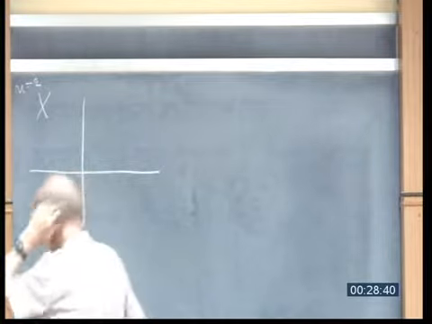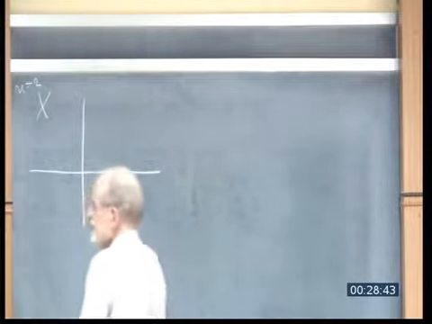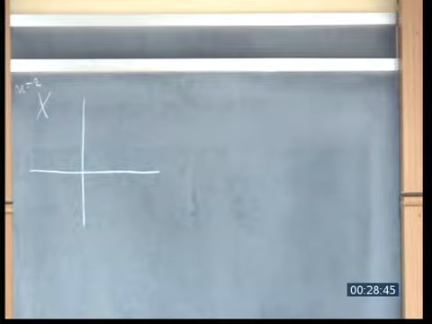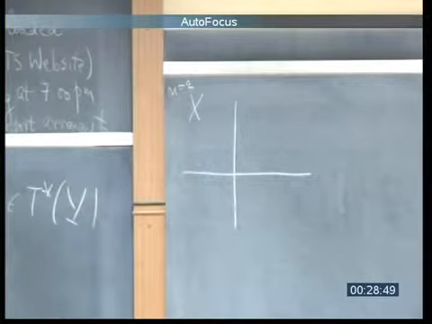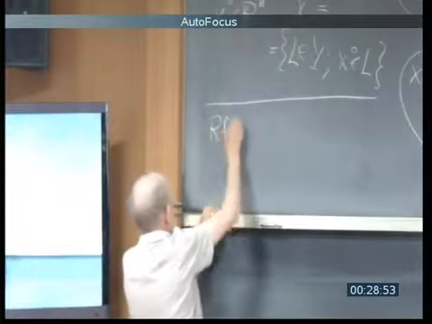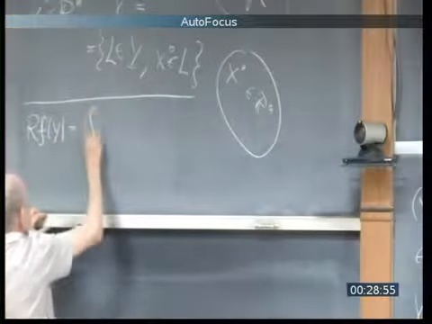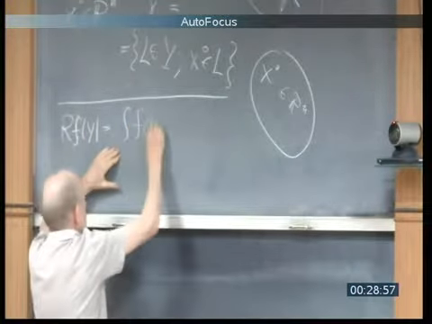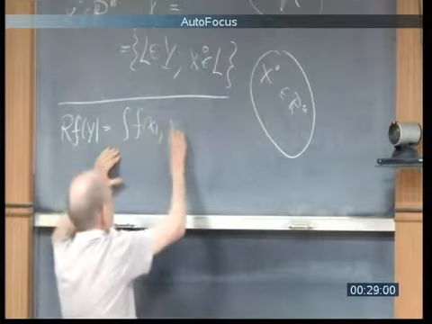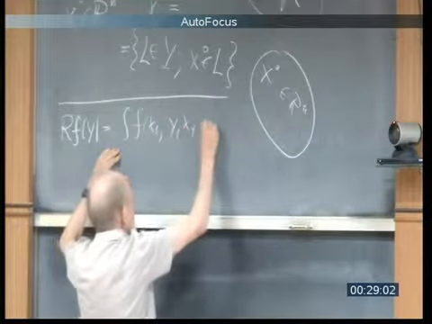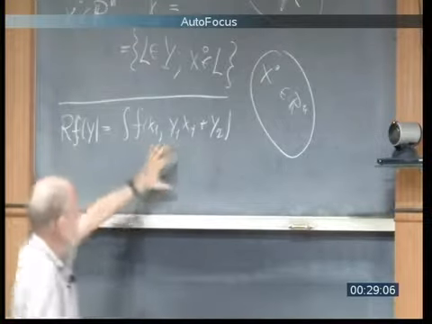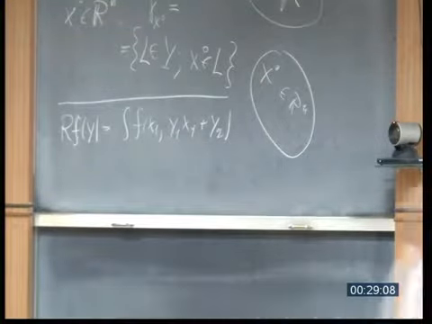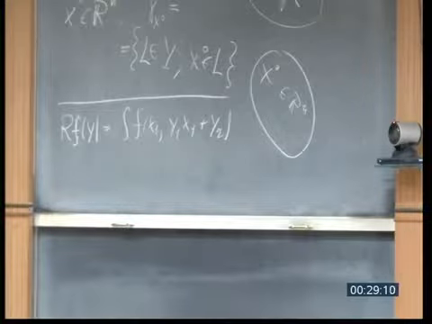And I'm going to use the coordinates as I did yesterday, or f, y is equal to the integral of f(x1, y1 x1 plus y2). So y1 is the direction of the line and y2 the vertical position.